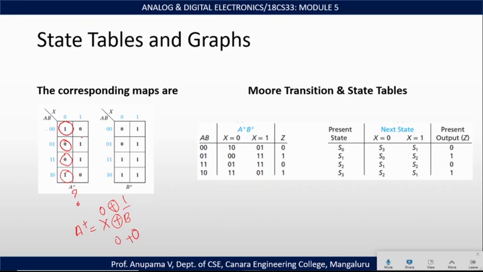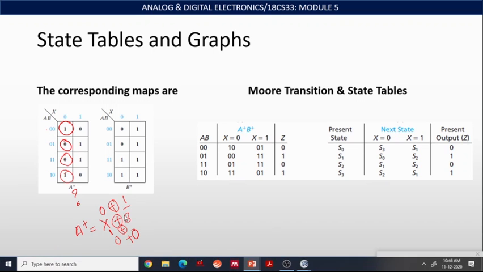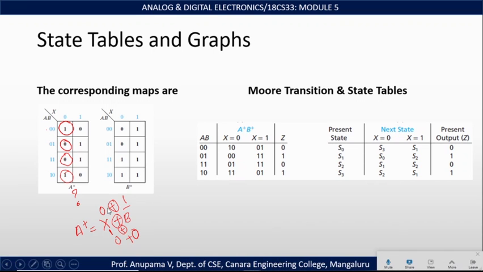So, how will you fill this value? A plus is equal to x XOR b bar. X is 1 here, XOR what is the b value? Here the b value is 0. What is b bar? 1. So 1 XOR 1. What is the value? 1 XOR 1 is 0.